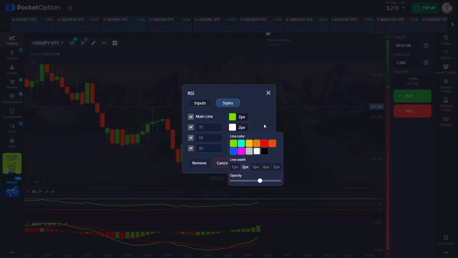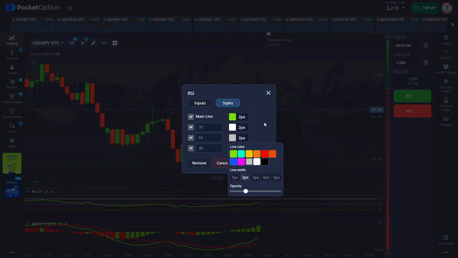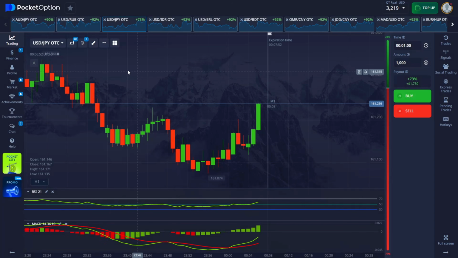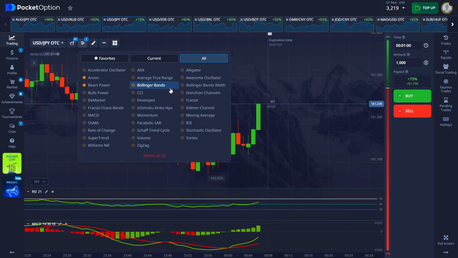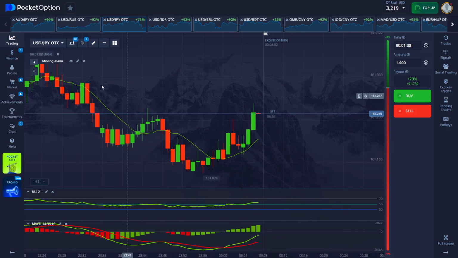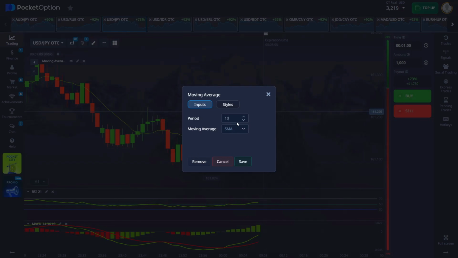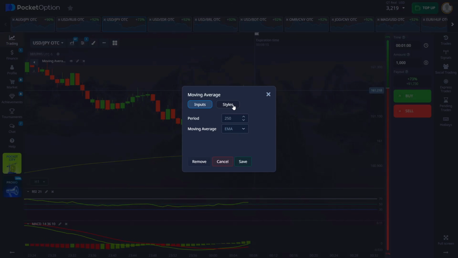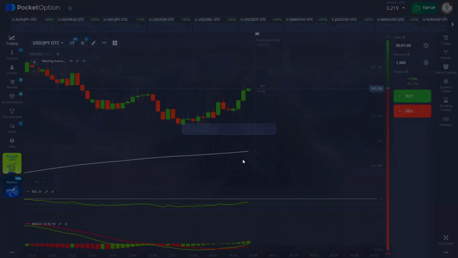I think I'm going to change this to white. I'm going to just thicken that line right there. I'm going to change this to blue. I think I want to put the middle one to this color so I can see it much clearer and more colorful. Anyway, for the next indicator, it's going to be moving average. Okay, beautiful. The period is going to be 250. Because I want the price to follow the movement of the candle very effectively, I'm going to choose EMA and I'm going to choose full white. I'm going to thicken that line right there.